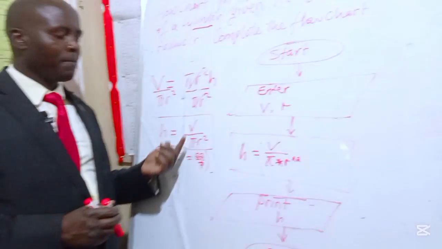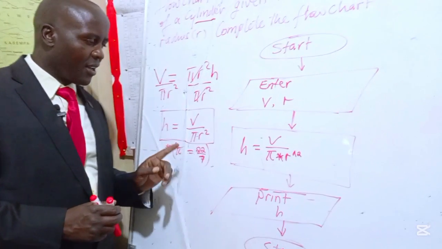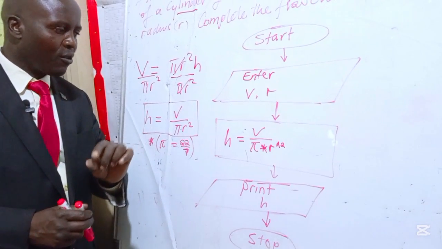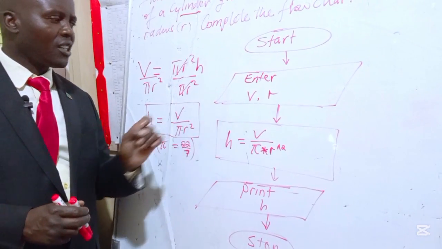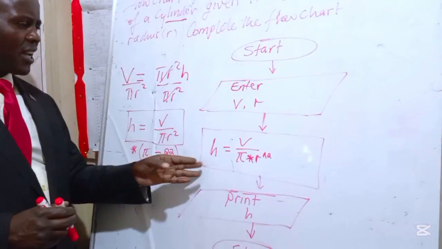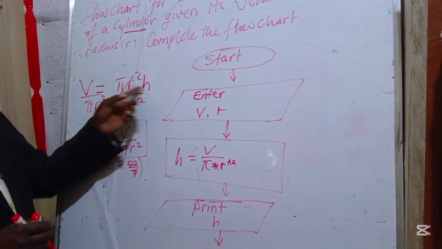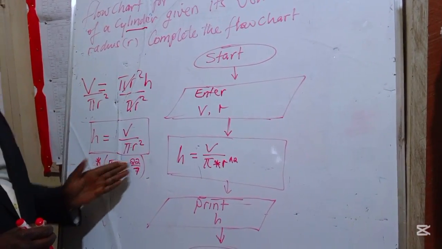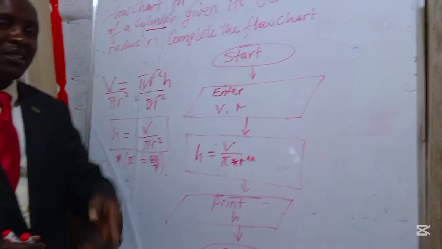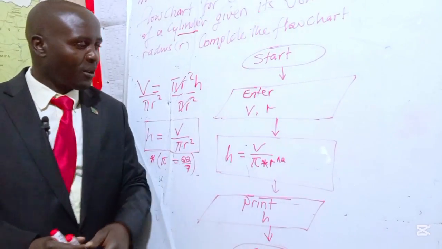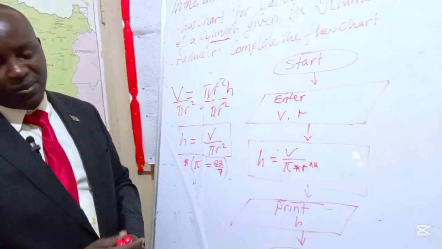I hope you are enjoying. A pi is a number. Therefore, you are not supposed to put it in the enter. And how did I come up with this one? I had to make H the subject of the formula. By so doing, these are free marks. Ladies and gentlemen, let's hope you are enjoying. God bless you. Thank you so much. We continue.